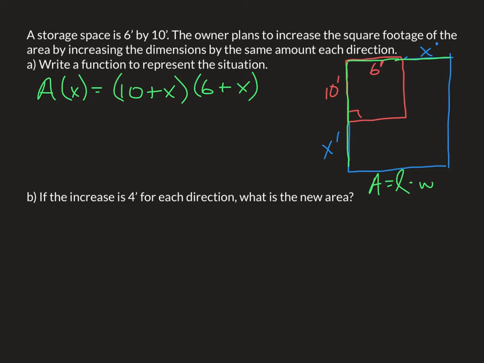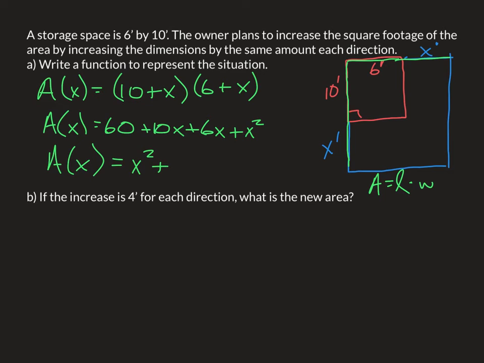And just to finish this off, I'm going to FOIL these two things together, multiply them together. So A of x equals, well, I take 10 times 6, which is 60, and then 10 times the plus x, so plus 10x. Then x times 6, so plus 6x, and x times x, so plus x squared. And then we'll combine like terms. So our area function is x squared plus 10x and 6x combined to make 16x, plus 60 at the end. So there's our area formula.